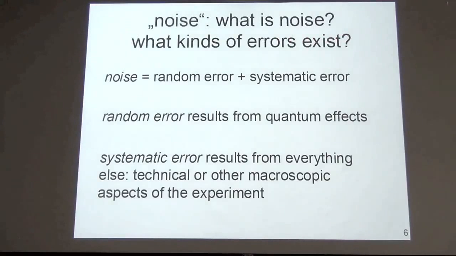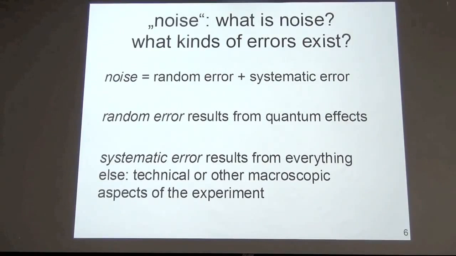When we talk about noise, what do we mean with the word noise? We should realize that noise is a different word for error, and there are essentially only two kinds of errors that are of interest to us: random error and systematic error. Those two sources of error exist, and we'll have to deal with them. Now, the main point to know about random error, and I'll give some examples for this, is that random error is always associated with quantum mechanics.